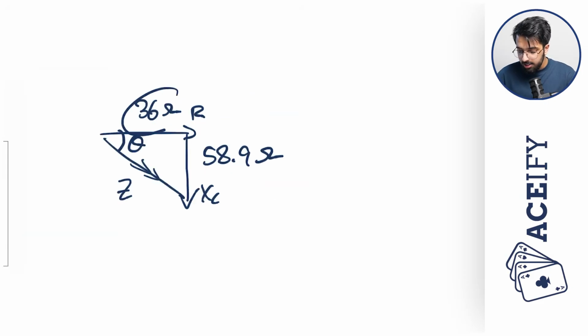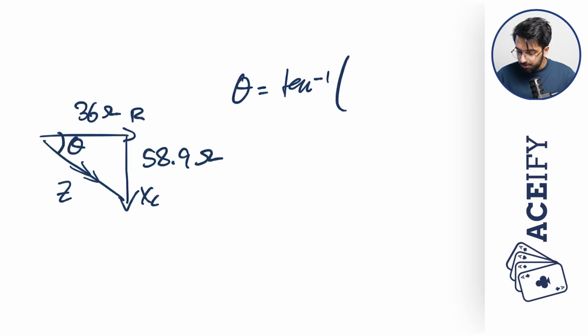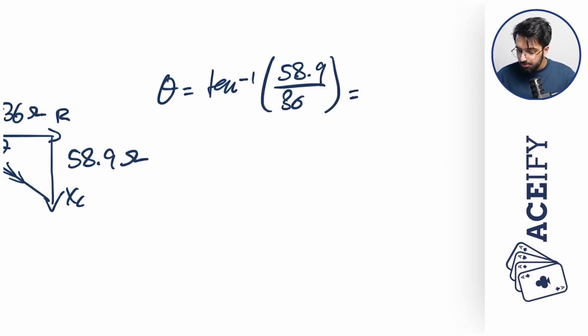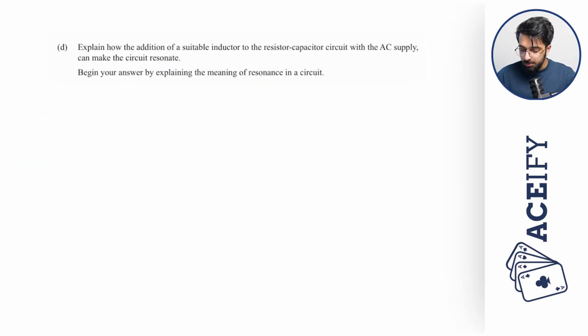And so therefore, we have the adjacent and the opposite side, and so therefore, theta is equal to the inverse tan of 58.9 all over 36, and this gives a theta of 58.56 degrees. Explain how the addition of a suitable inductor to the resistance capacitor circuit with an AC power supply can make the circuit resonate. Begin your answer by explaining the meaning of resonance in a circuit.